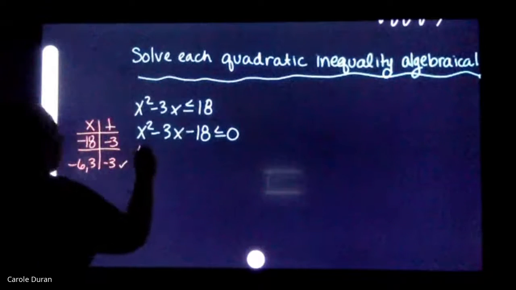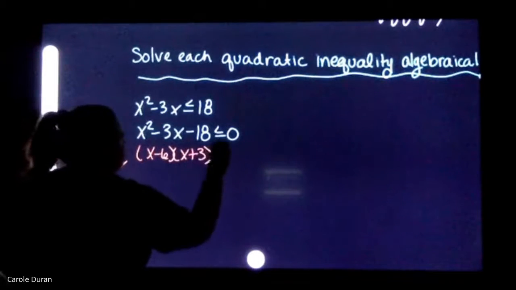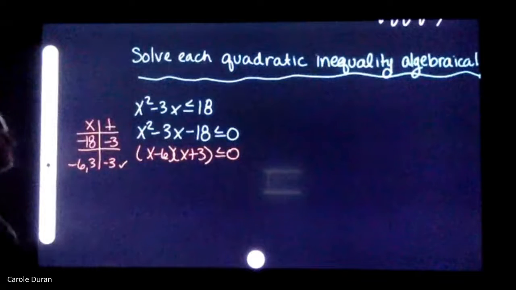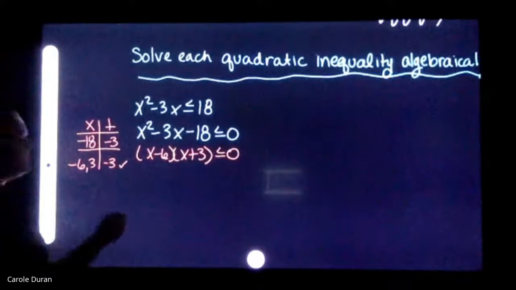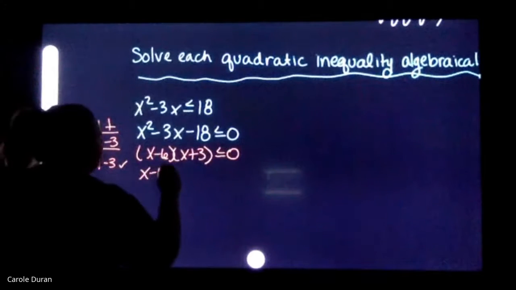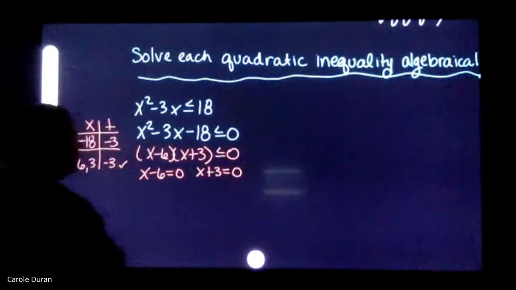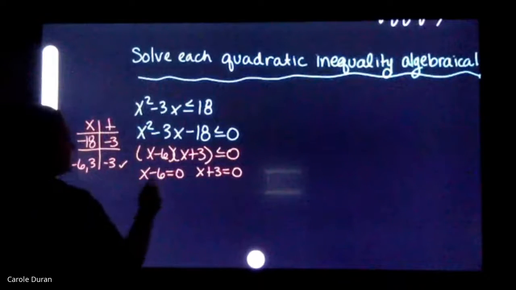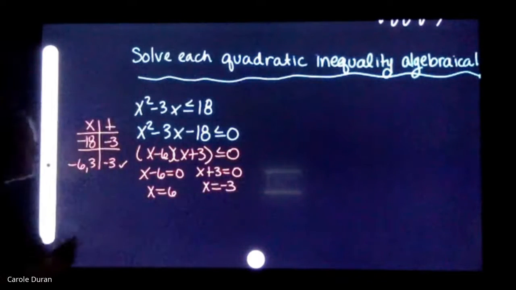So this factors into x minus 6 and x plus 3. Those are my factors. They are not my zeros the way they're written right now. To find my zeros, I have to take each of those and set them equal to 0 and solve. So I have x minus 6 equals 0, and I have x plus 3 equals 0. I solve for x, so I get x equals 6 and x equals negative 3.